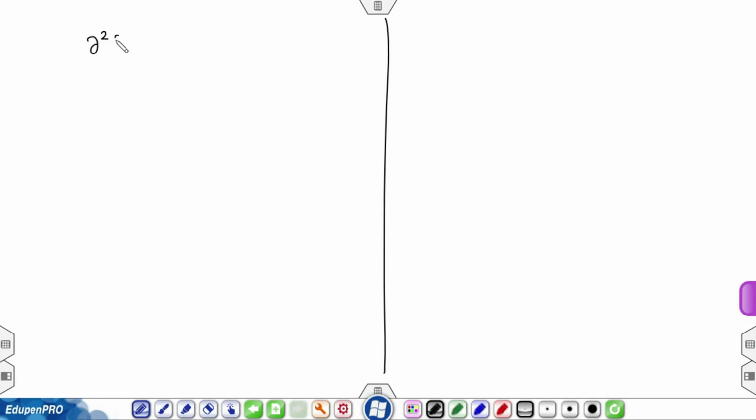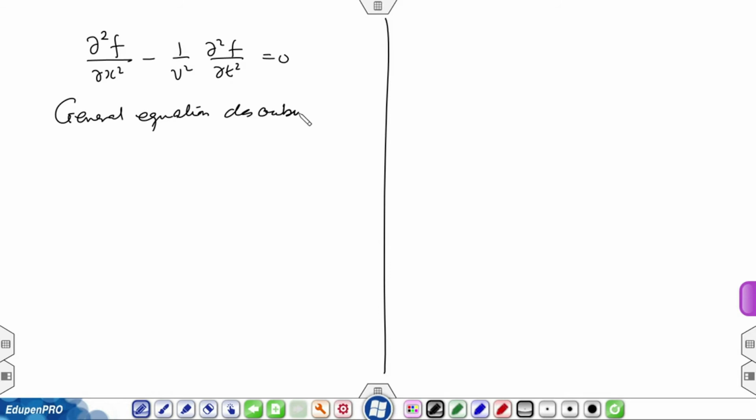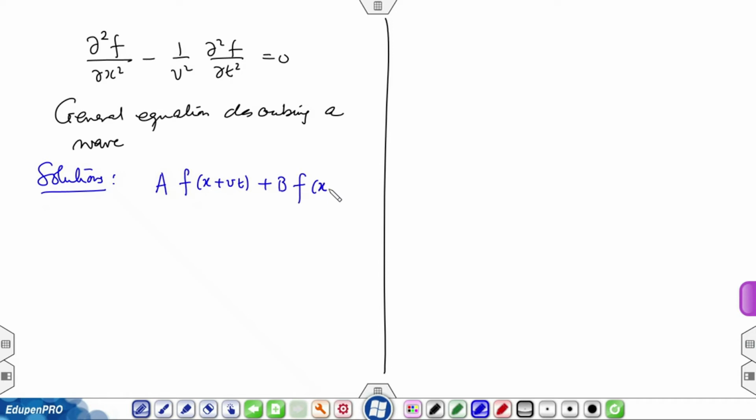So, when I look at this equation, d²f/dx² minus 1 over v² d²f/dt² equals 0, it is a general equation describing a wave, and the solutions are going to be the combination of left traveling and right traveling waves. So, I can say that this is going to be some constant a times a function of x plus v t, plus b times a function of x minus v t. This function need not be the same. I can write f1 and f2.